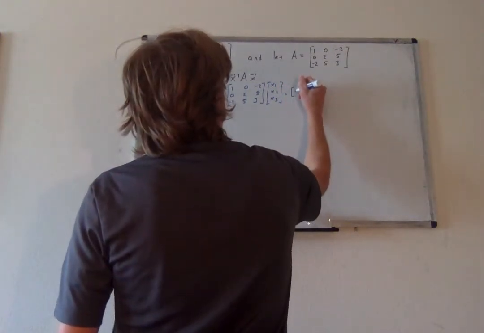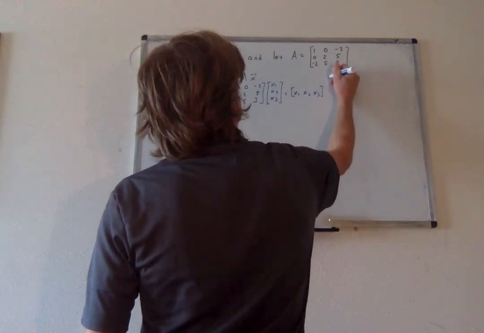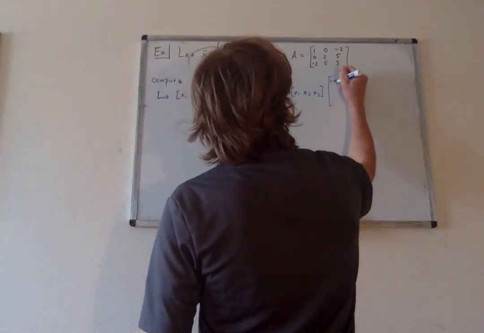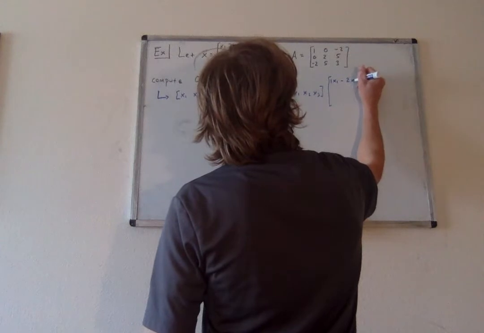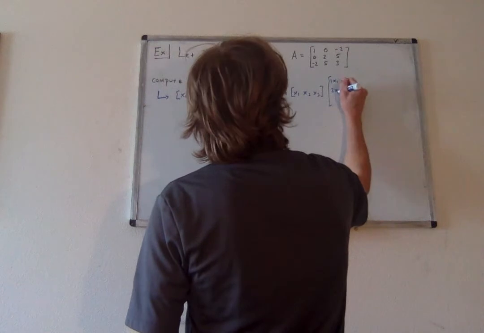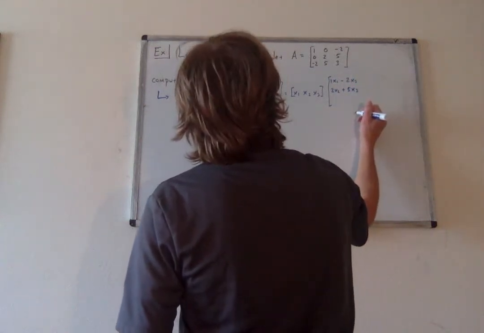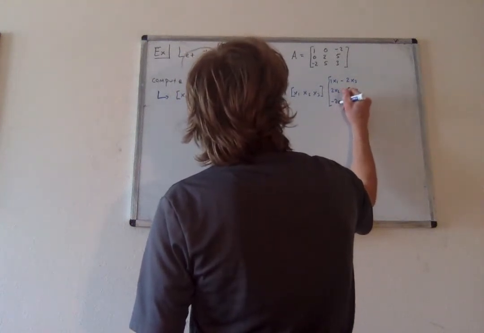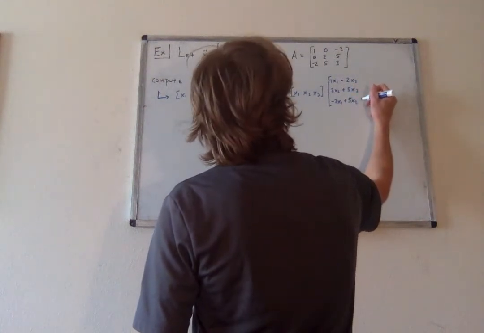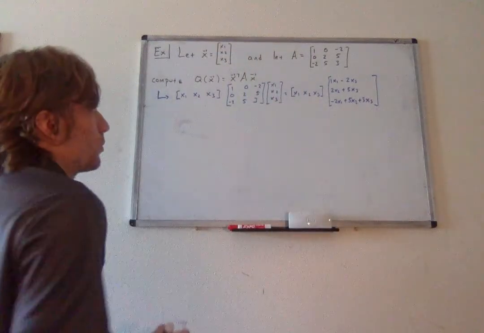So again, we'll do the horizontal vector last, so x1, x2, x3, times... Now matching this up, this gives me 1 x1 minus 2 x3 in the first entry, 2x2 plus 5x3 in the second entry, and -2 x1 plus 5x2 plus 3x3 in the third entry.